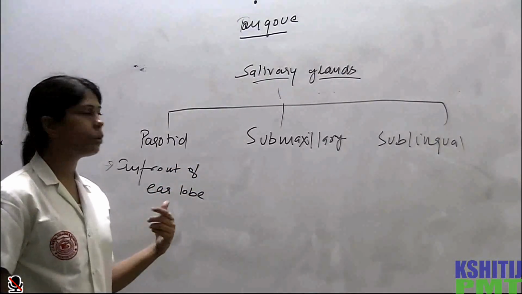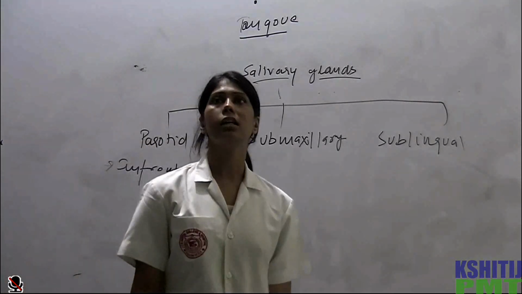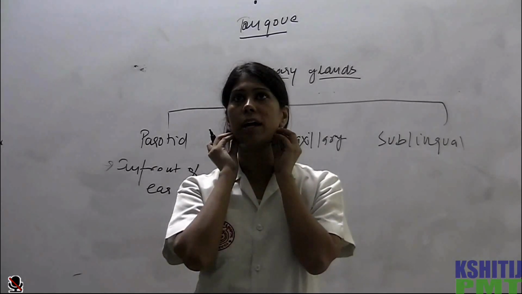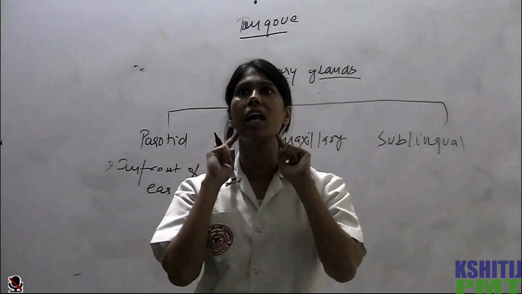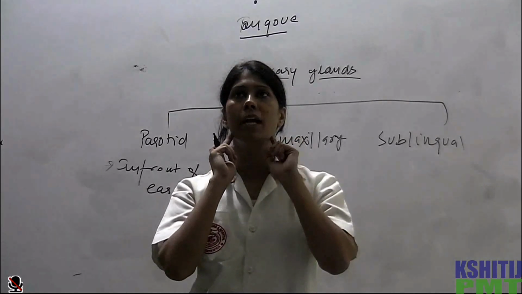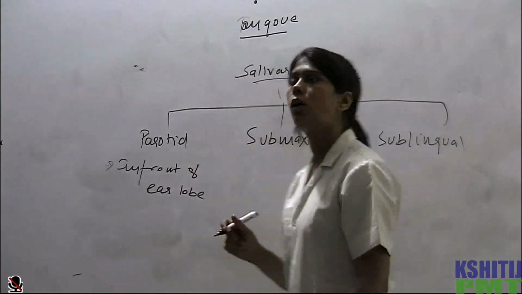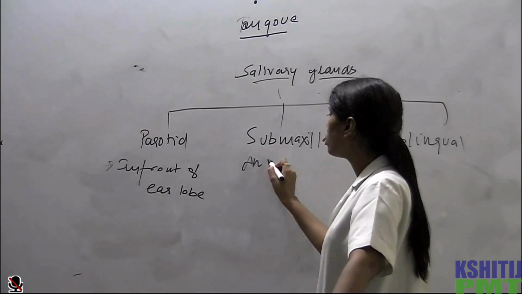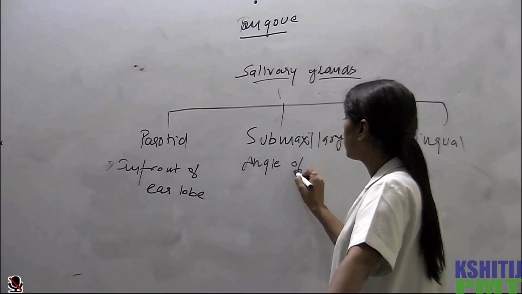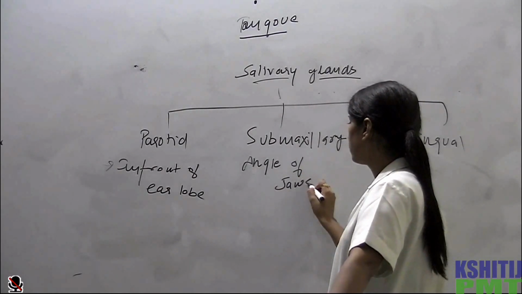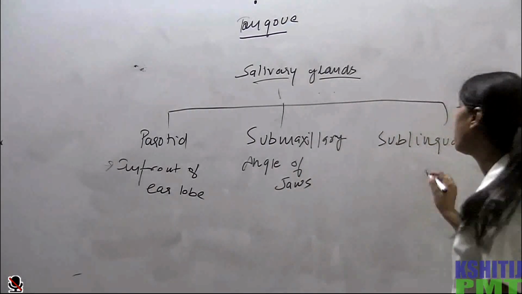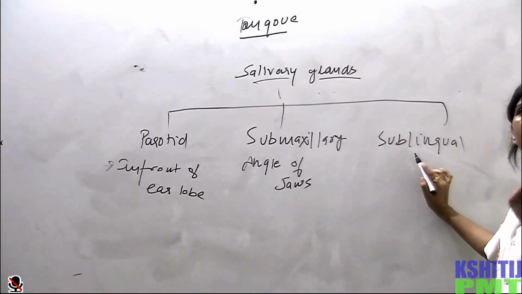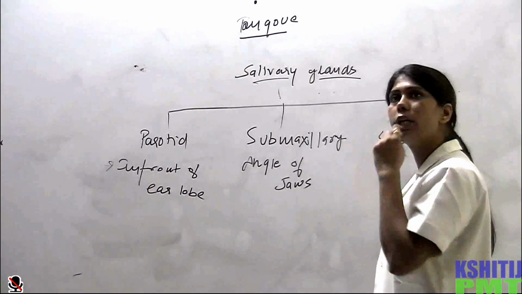Now second thing, submaxillary. Here you can appreciate an angle, because this is the mandible, so a bend is there in the mandible. So it is present at the angle of the jaws. And last one, sublingual. Sub means below and lingual means tongue. So it is present below the tongue.